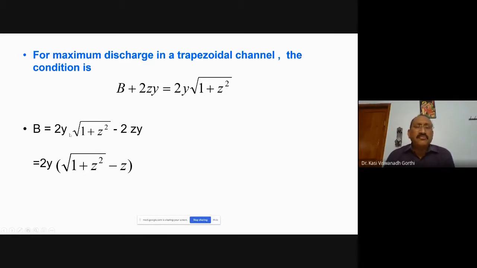From here, 2y can be taken out as common: b is equal to 2y into square root of 1 plus z square minus z.